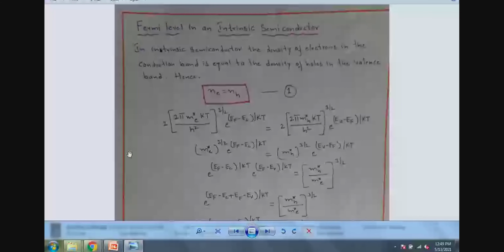Okay, and finally, I just want to find the Fermi level. Okay, so how to find the position of the Fermi level? Just now you have EF in the diagram. Okay, so how to find the position of that Fermi level in an intrinsic semiconductor? By using some mathematical expressions, you can find that one.